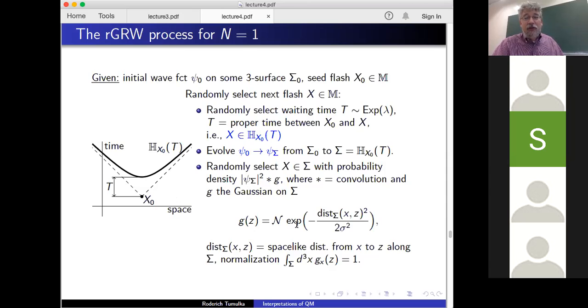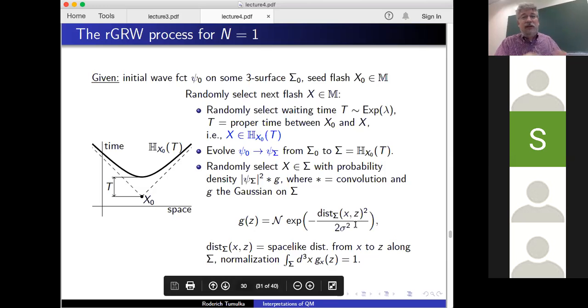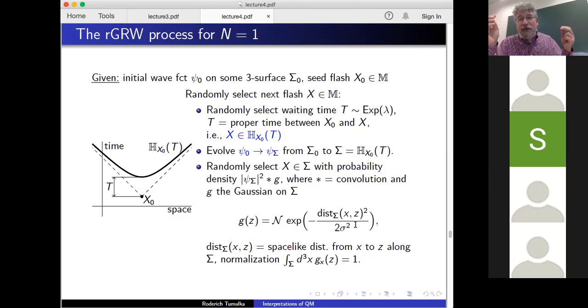So here's the Gaussian function on a curved surface. So this is the space-like distance along the surface. So you take the distance along the surface squared, you divide by this constant sigma, the same sigma. It's not the Pauli matrix, it's the constant sigma of the GRW theory. Okay, so that's the collapse width. It's the width of the Gaussian in the GRW theory. 10 to the minus 7 meters was GRW's proposal for the value of sigma, a constant of nature.